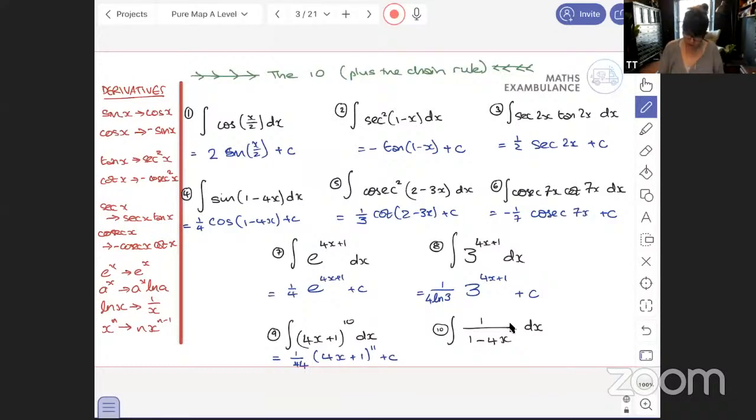What was differentiated? Ln was differentiated. Maybe I'd better use modulus signs just to be strict.